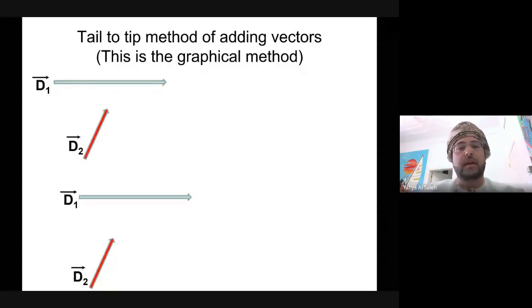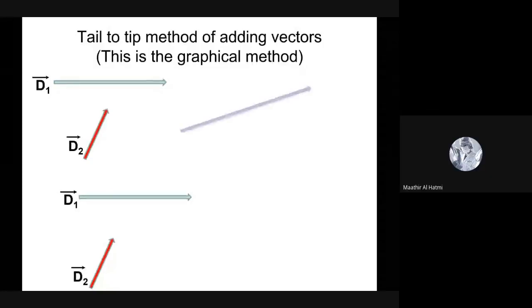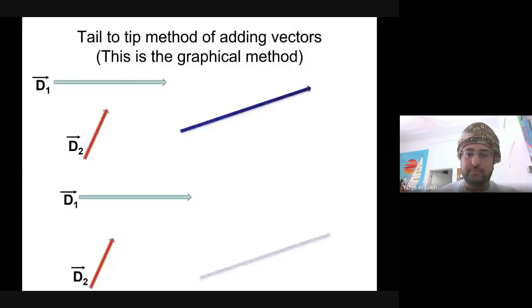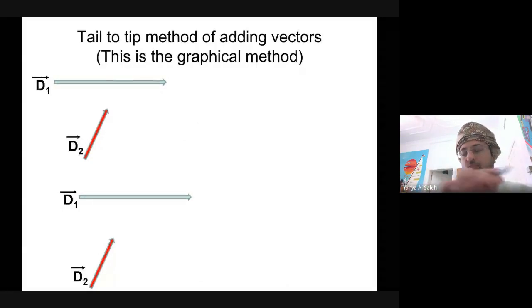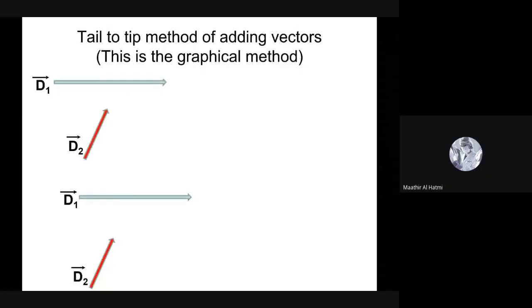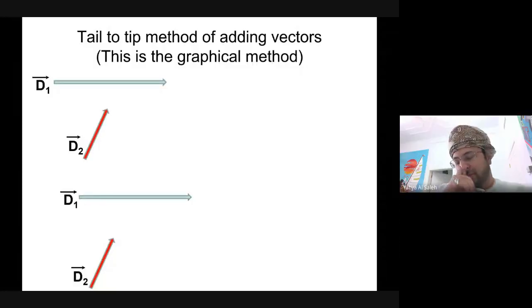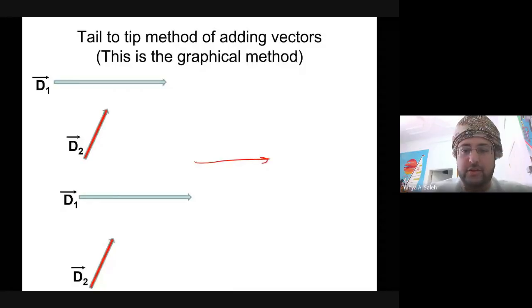Now, the tail to tip method of adding vectors is what we call the graphical method. And what we do is we say, okay, we will take the first vector this way. And then we take the second vector and draw it after it. And we take the initial point to the final point, and we end up with this.